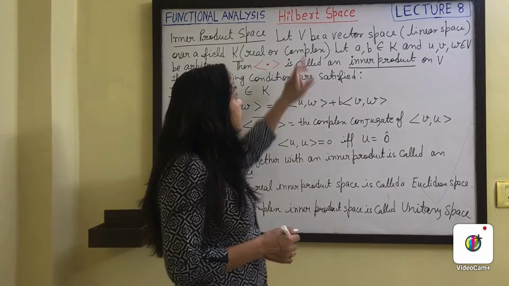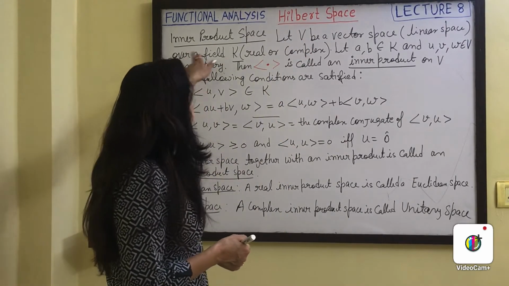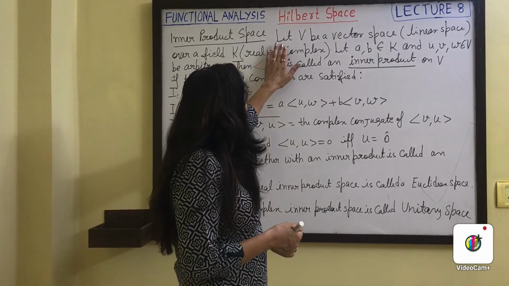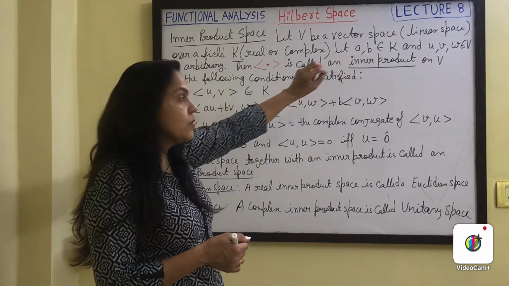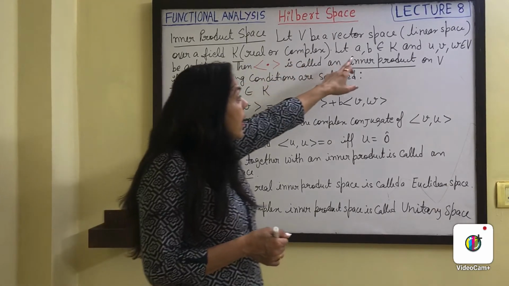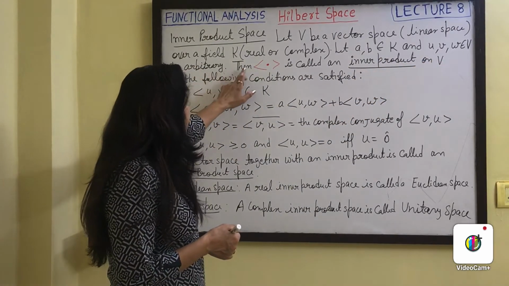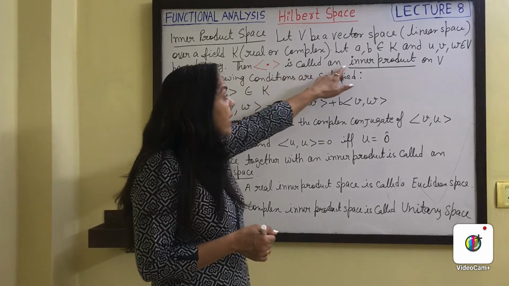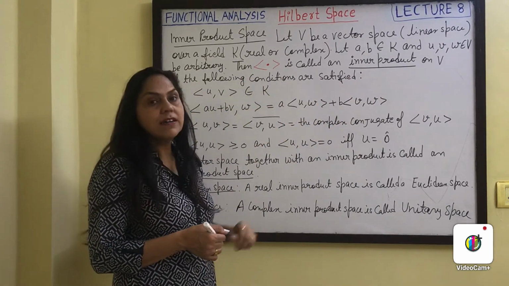Now I am going to discuss Hilbert space in this lecture, and in Hilbert space we will be using inner product space. So let's discuss inner product space. Let V be a vector space, or we can say linear space over a field K, real or complex. Let a, b belong to K and u, v, w belong to V be arbitrary, then inner product, this particular function, is called an inner product on V if the following conditions are satisfied.